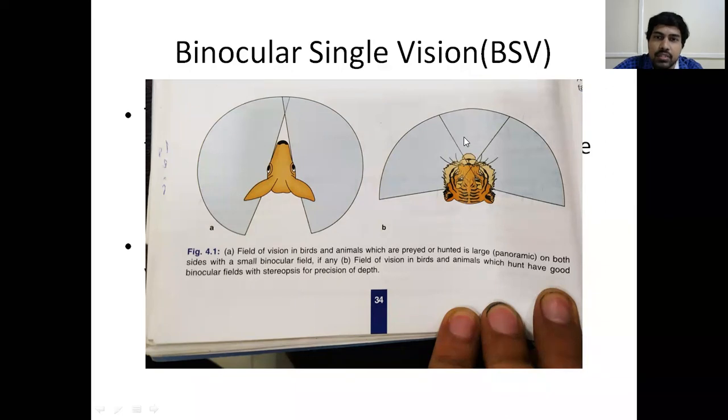So here the binocular single vision is more for these animals and even for humans. That's why we appreciate every minutest detail very clearly. Stereopsis is nothing but three-dimensional vision. So if you want to appreciate the three-dimensional structure, you should have a good amount of binocular single vision. That's why these animals are good hunters, and the other animals become easily prey to animals which have binocular single vision.